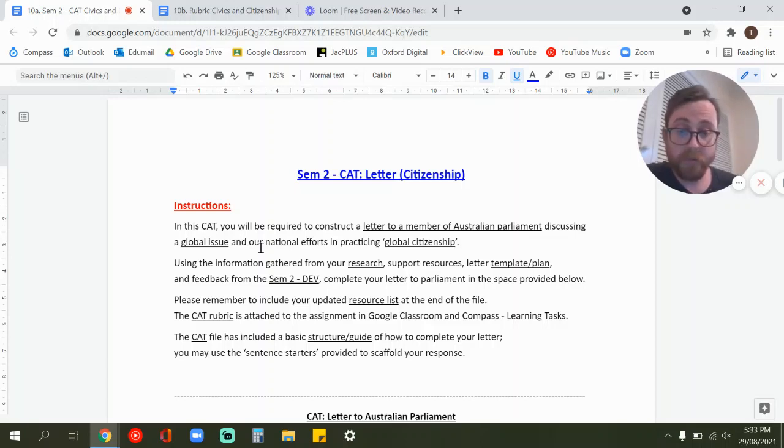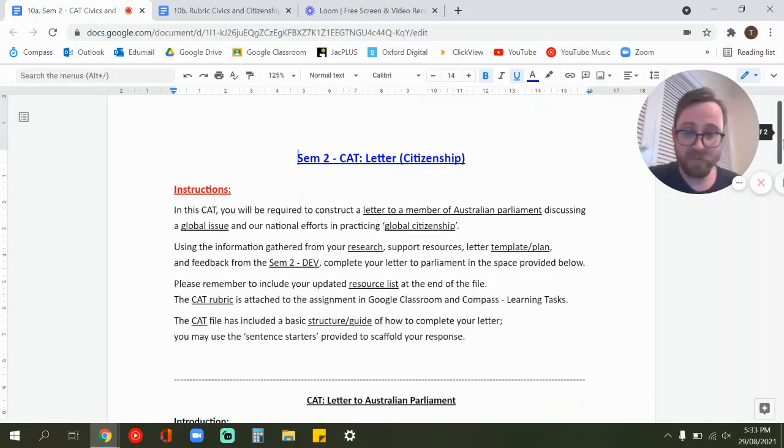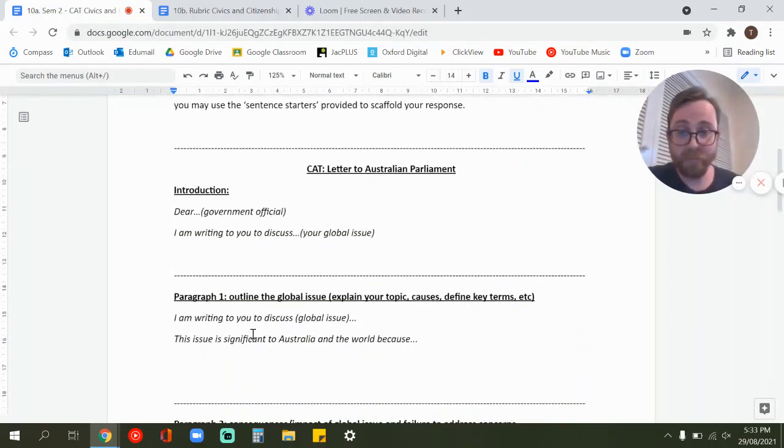The CAT file has included a basic structure, a guide of how to complete your letter. You may use the sentence starters provided to scaffold your response. It's not mandatory. You will not lose marks if, for example, you do not start paragraph 1 with, "I am writing to you to discuss this global issue." These are just suggestions, guidelines.